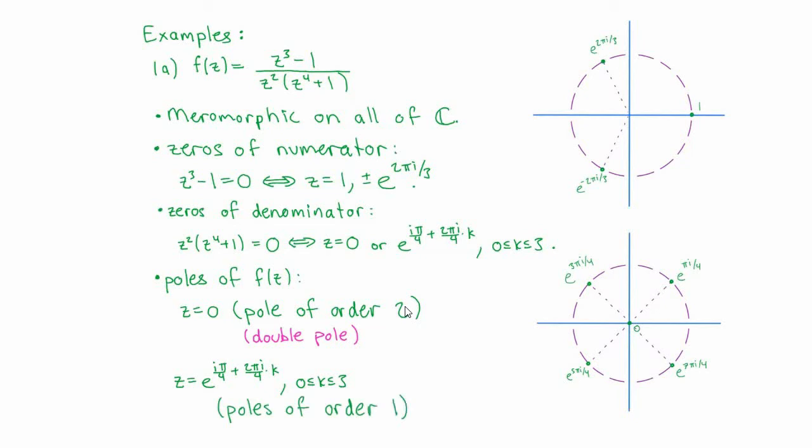Since each of the other 4 zeros of the denominator is a 0 of order 1, each of them gives rise to a pole of order 1. Poles of order 1 are also referred to as simple poles. So in total, this function has 5 poles, 1 of order 2 and 4 of order 1.